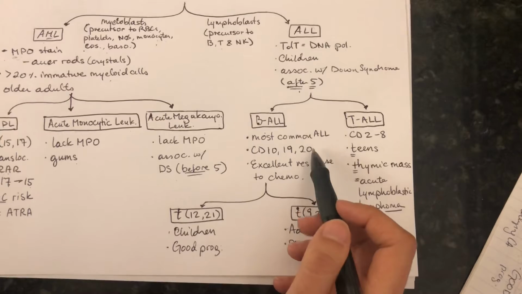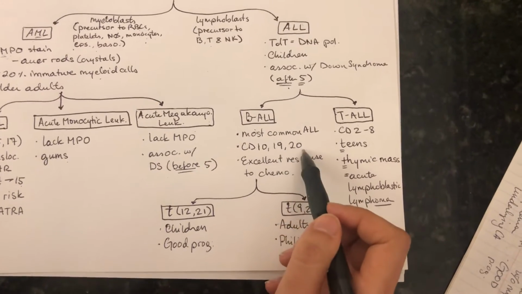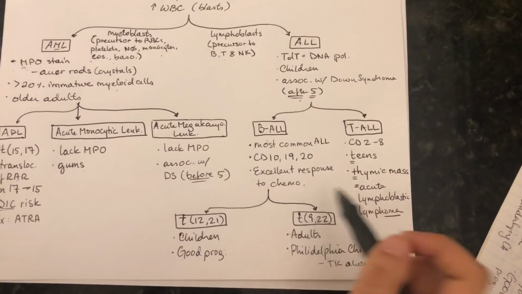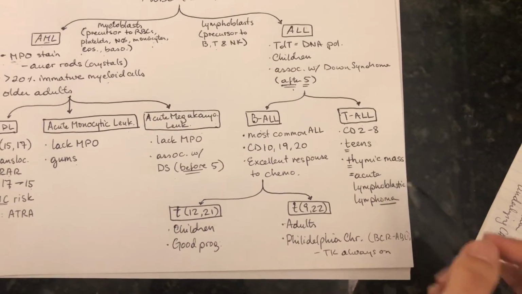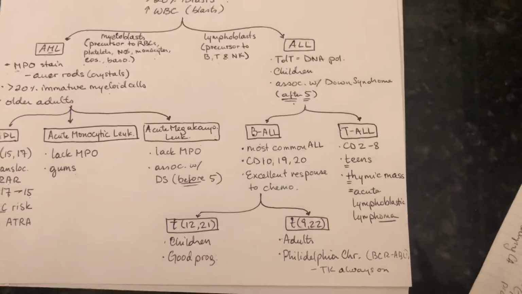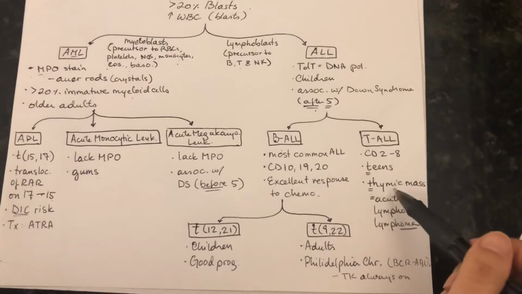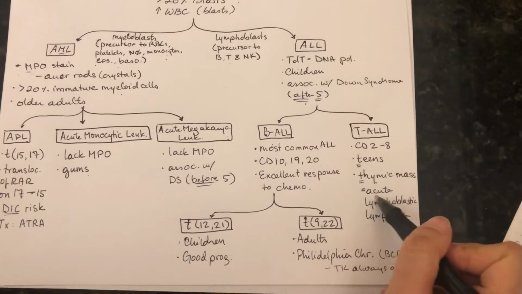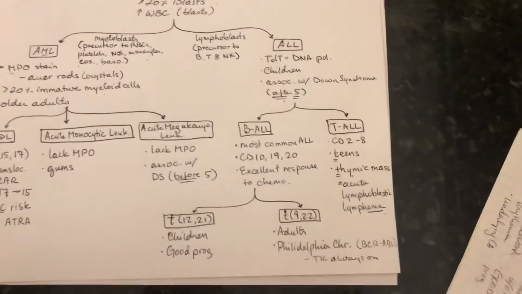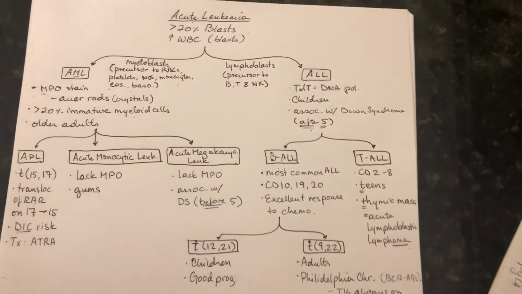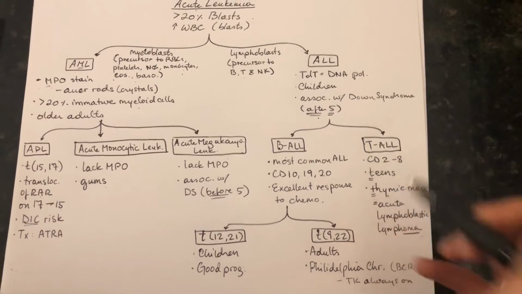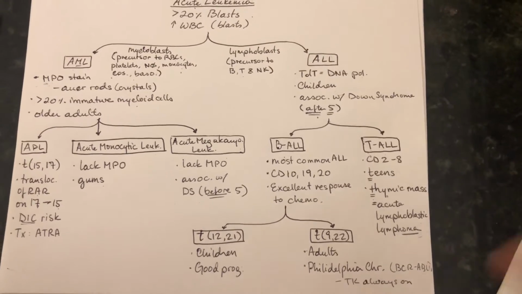B-ALL is going to have CD10, 19, and 20, so B cell markers, and it has excellent response to chemo. T-ALL is going to have all these T markers, so it's for teens. It's going to have a thymic mass frequently. If it has the thymic mass, it will be called an acute lymphoblastic lymphoma because it's a mass. Once we have a mass, it's going to be called a lymphoma. And it's going to be positive for CD2 through 8. So CD2, 3, 4, 5, 6, 7, 8.